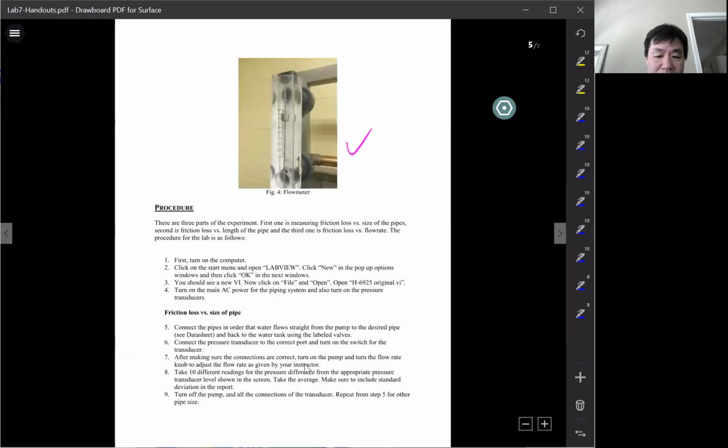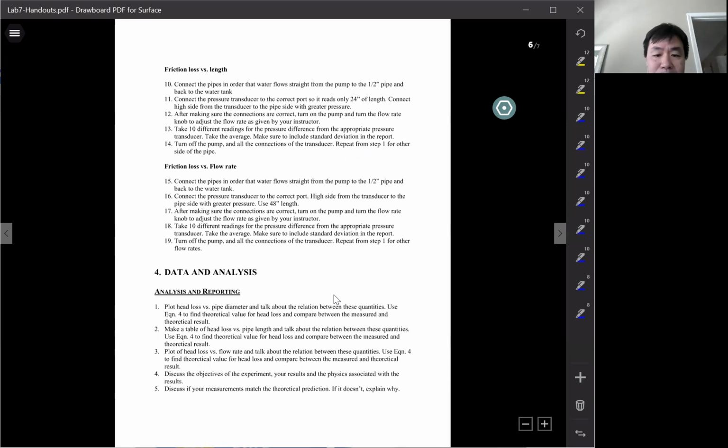Of course, you need some discussion, right? Whether they agree with each other, or if they do not agree, what's the physics behind it, what's the reason, okay? And okay, so that's our lab number 7. I will post the lab before class next week, and then you will have 1 week to do the lab. Okay.